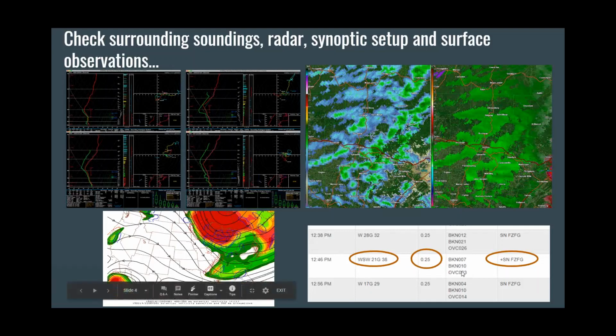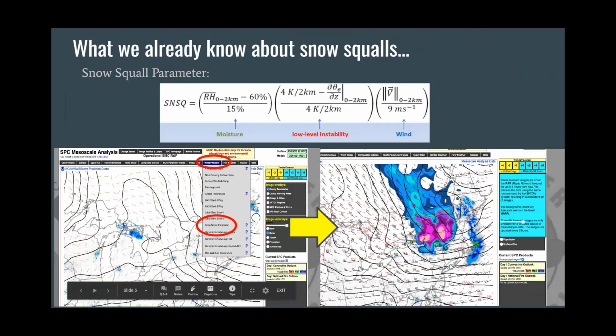Like this was an observation in the middle of the day: gusts to 38 miles per hour, a quarter mile of visibility, heavy snow. Those are the types of things I'm looking at to see if this is a confirmed snow squall, and that's what caused that accident. And also, like I was saying, trying to improve the snow squall parameter.